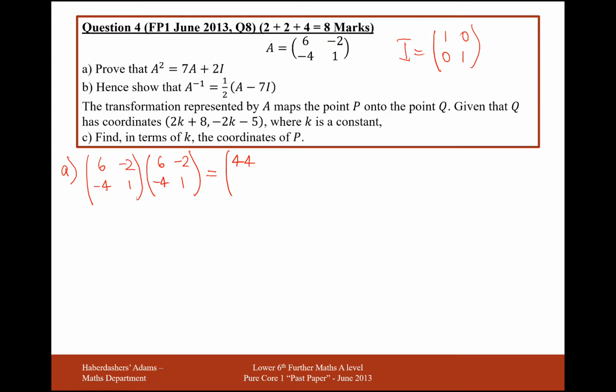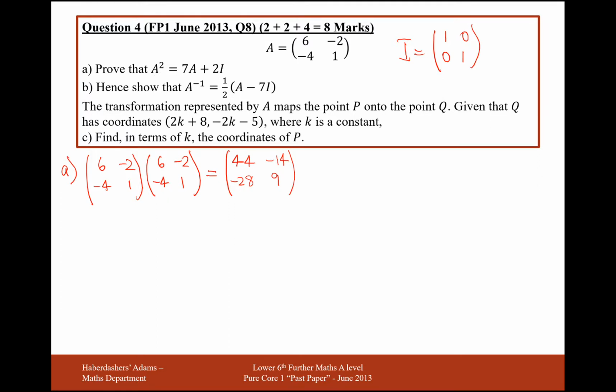The next one, working across the row and down the second column this time. It's going to be 6 times minus 2 is minus 12. Take away another 2 is minus 14. Minus 4 times 6 is minus 24. Take away another 4 is minus 28. And minus 4 times minus 2 is 8. Add another 1 is 9. So that's the left hand side.